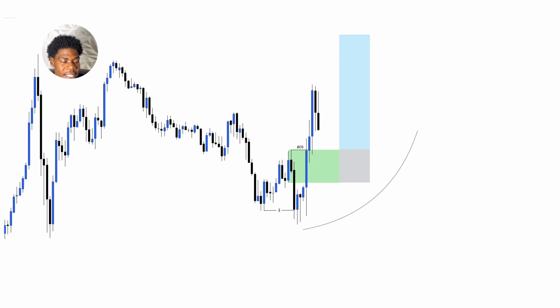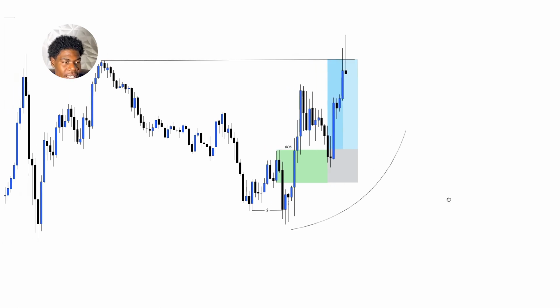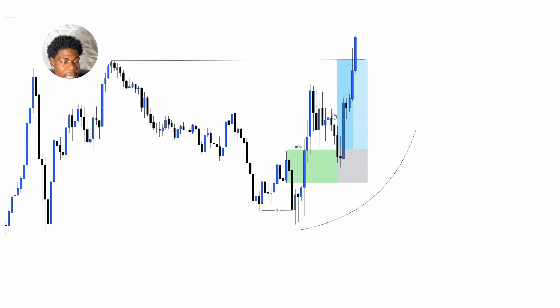Now let's just play price and see exactly how this trade played out. And boom, as you guys can see, price pushed down lower, mitigated our breaker block, aligned with our fair value gap to then extend higher to come and clear the opposite side of liquidity, our buy side liquidity.